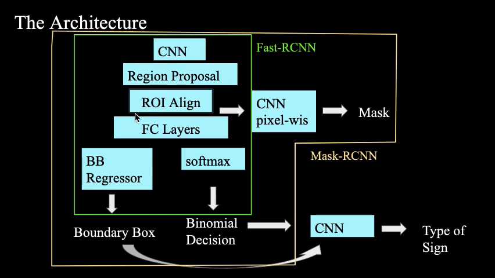Here, it's split into two pathways, one for bounding box prediction, called the BB regressor, and one for the binomial sign classification. After the Mask-RCNN output is derived, it is passed onto another CNN, which has been optimized for the classification of types of road signs.